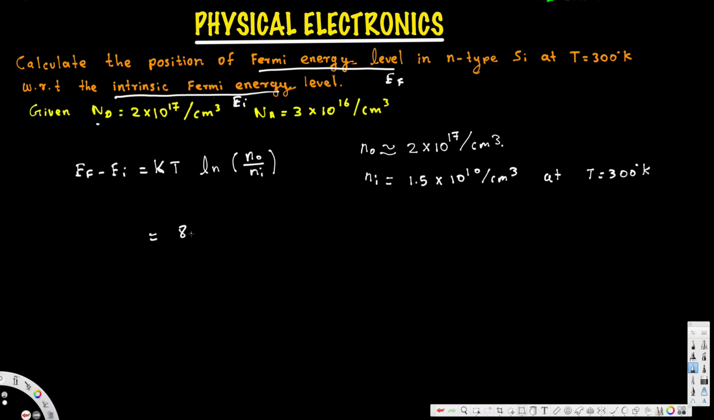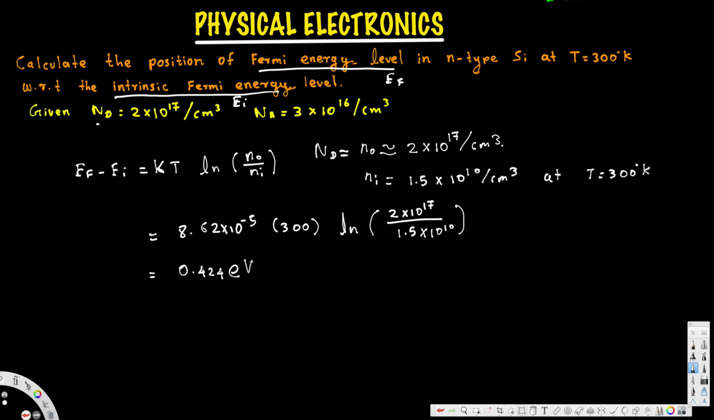The Boltzmann constant is 8.62 times 10 to the power of minus 5, and the temperature is 300, and ln of NO, where NO is equal to ND, so that's equal to 2 times 10 to the power of 17 divided by Ni, that is 1.5 times 10 to the power of 10, and when we simplify this, we are going to get 0.424 electron volts. So this is EF minus EI.